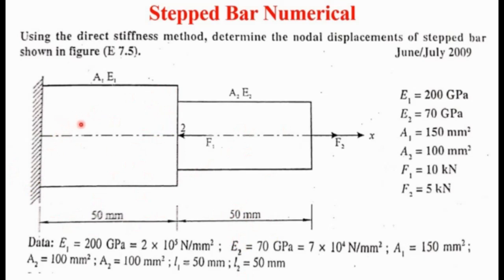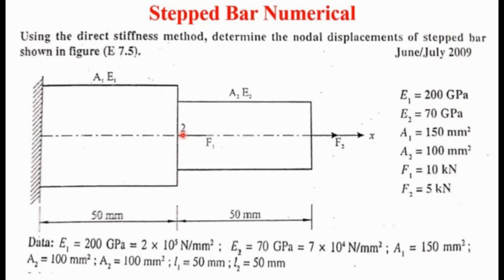The area of the first part is capital A1, and Young's modulus of the material of this first step is capital E1. The cross sectional area of the second part is capital A2, and Young's modulus of the material of the second step is capital E2. Then force F2 is applied at the free end, and force F1, which is opposite to F2, is applied at node 2.